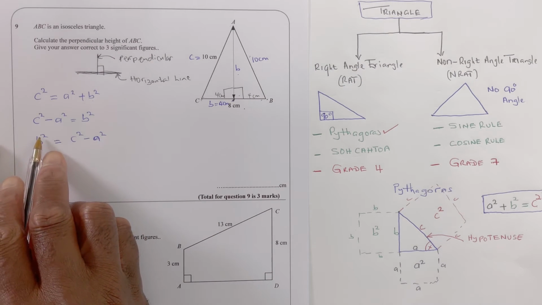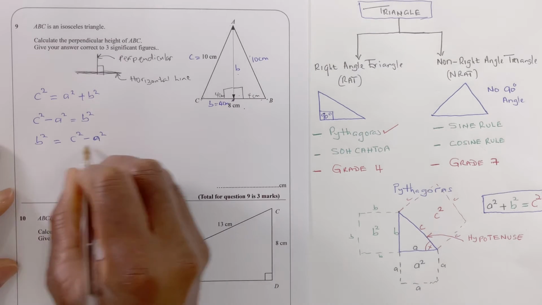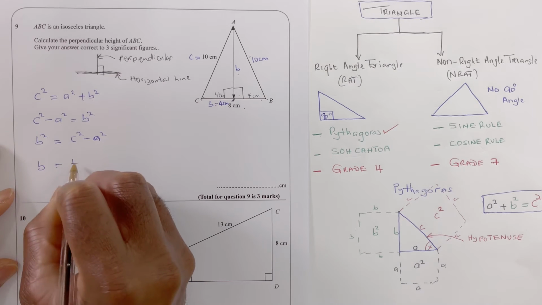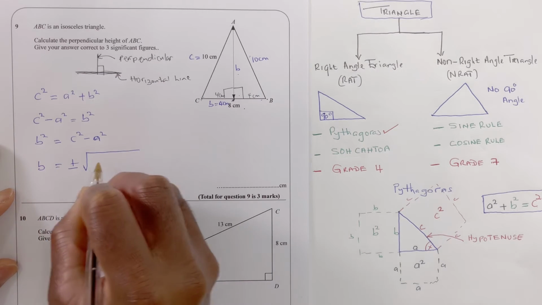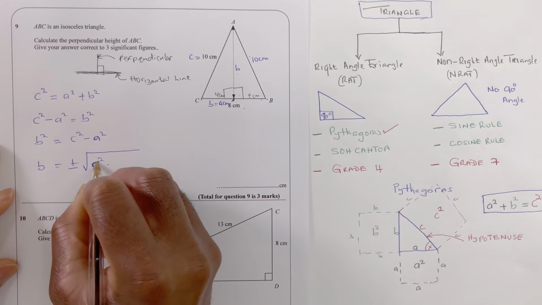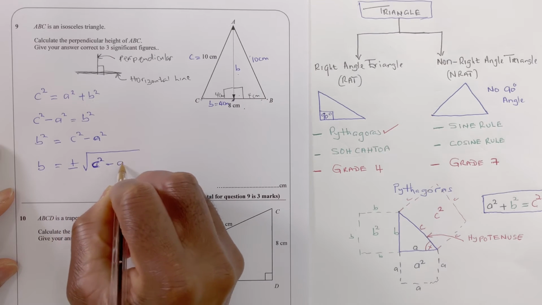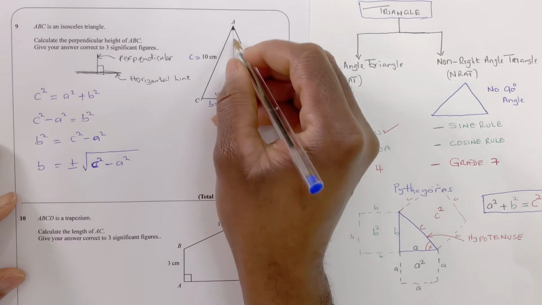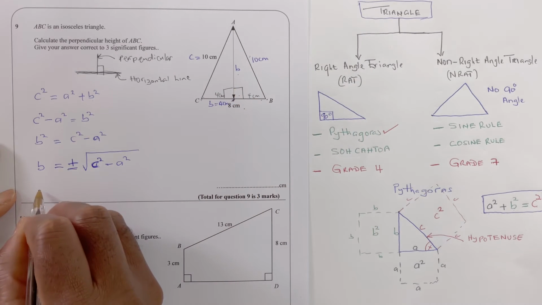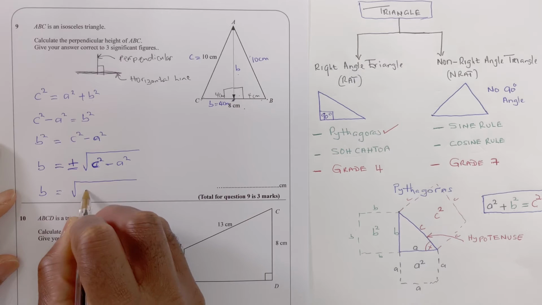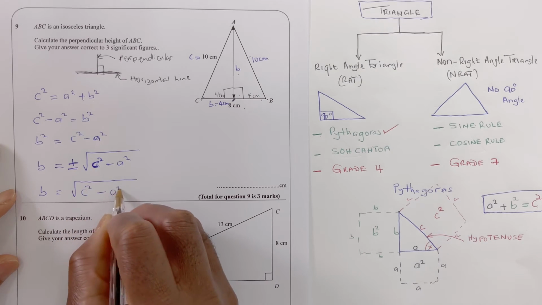I'm not looking for B squared, I'm looking for B, so I need to square root both sides. So B will be plus or minus root of C squared minus A squared. But this is going to be a positive value, so it's not going to be negative, and therefore I'm just going to use the positive value here, so B equals root of C squared minus A squared.